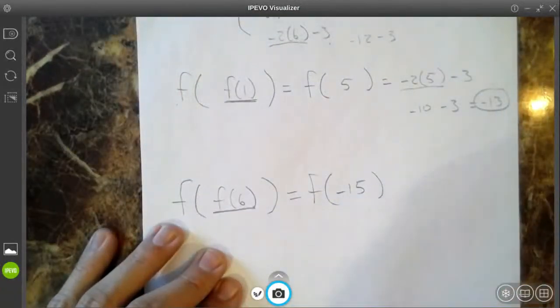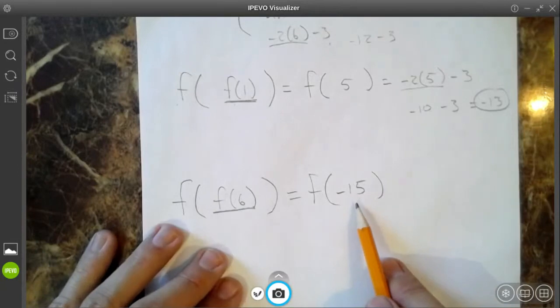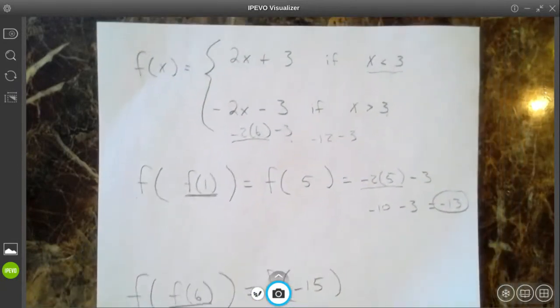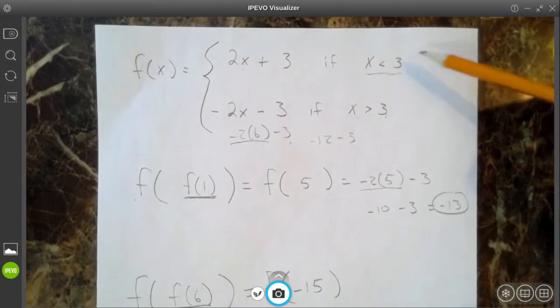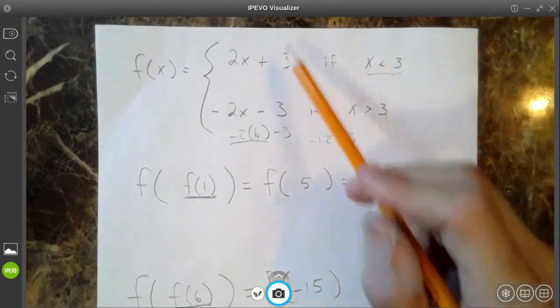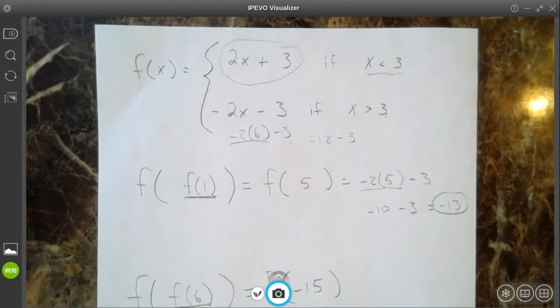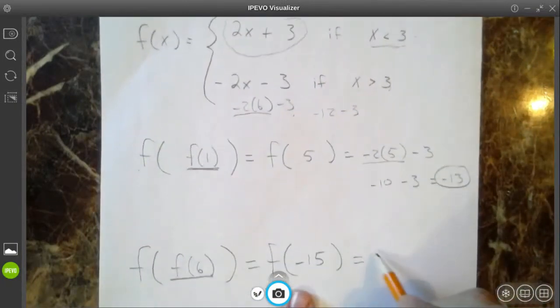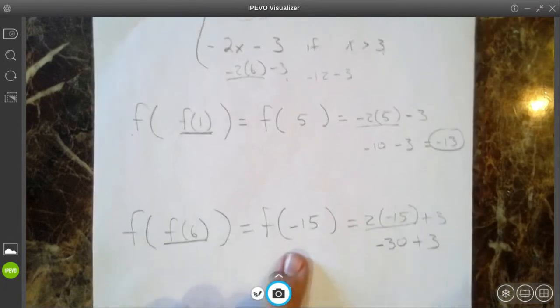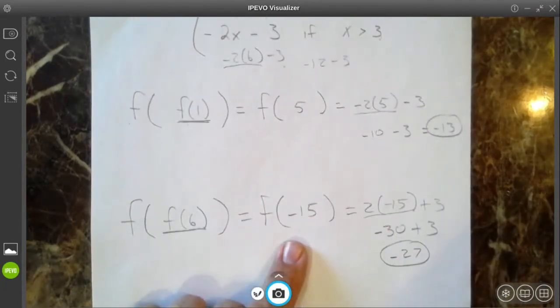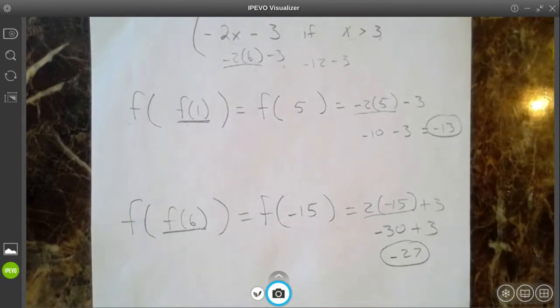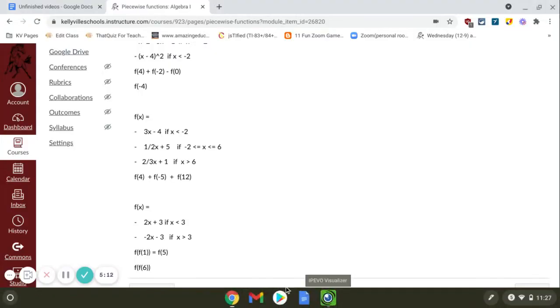So now that's my new input. For f of -15, which one am I going to use? -15 is less than 3, so I'm going to be using that function. So it's 2 times -15 plus 3. 2 times -15 is -30, and then negative 30 plus 3 is negative 27. Hope you feel better now that you know how to do piecewise functions.